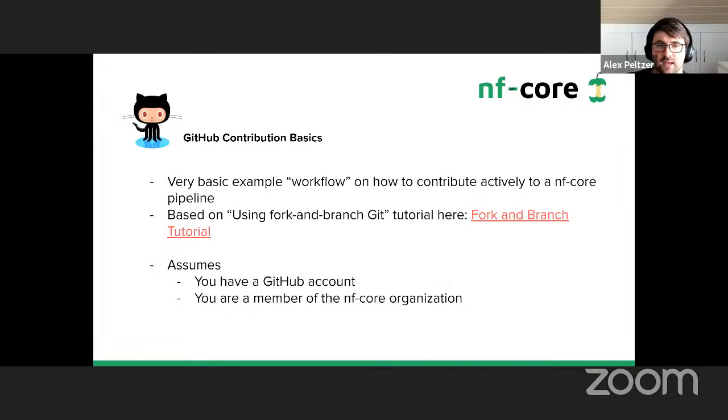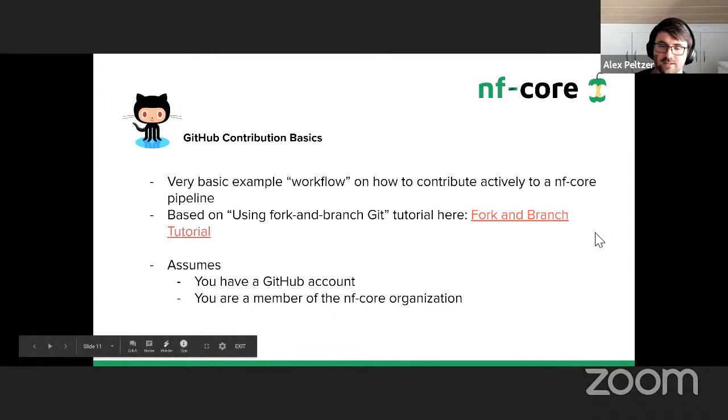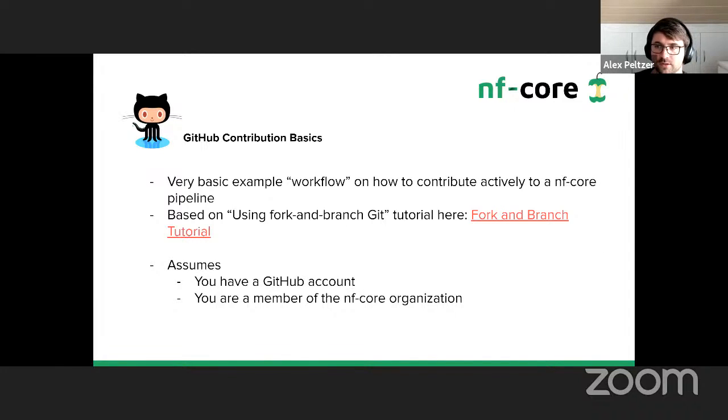The basics of how you can actively contribute on GitHub follow an example workflow that I found on the web, which is called the fork and branch tutorial. It's based on a tutorial that someone else made, so I'm putting in a link here, and all the credit goes to the person who made the effort to write everything down. This GitHub contribution basics section assumes that you have a GitHub account and that you're a member of the nf-core organization. Otherwise, certain steps of what I'm going to show now are not going to work well.